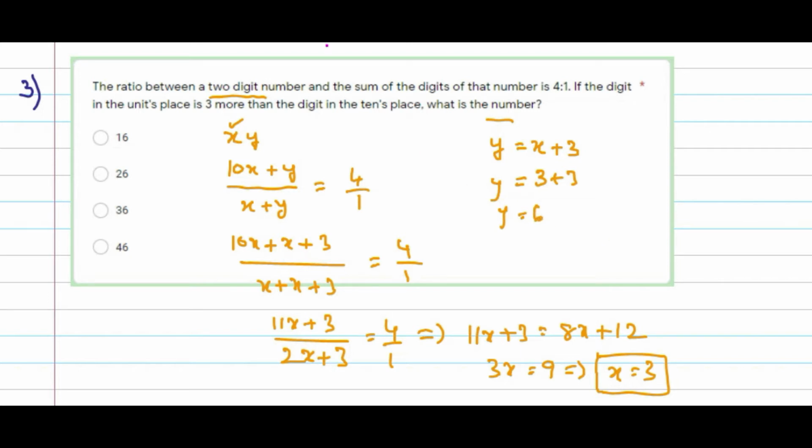So what is the number? In units place it is y, so 6, in tens place it is 3. So the number is 36. That is the answer. Let's move on to the next question.